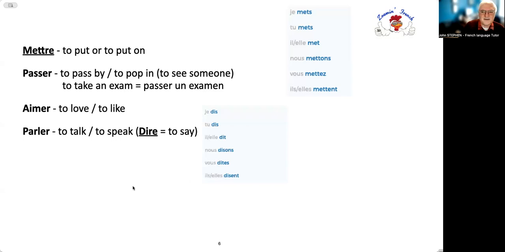Now this one definitely falls into the third group, because it does not at all follow the normal conjugation of an RE verb. The following, it goes like this. Je dis, tu dis, il, elle dit.